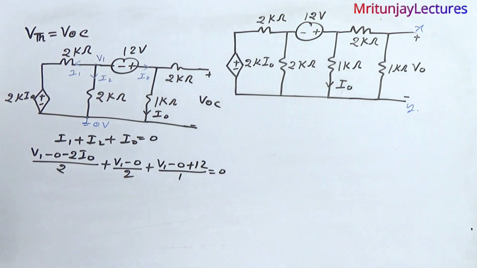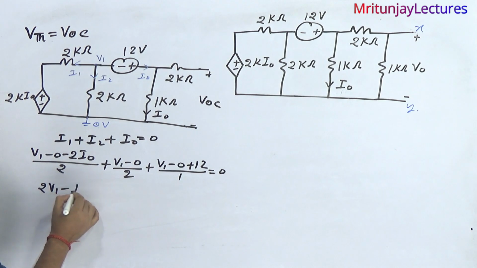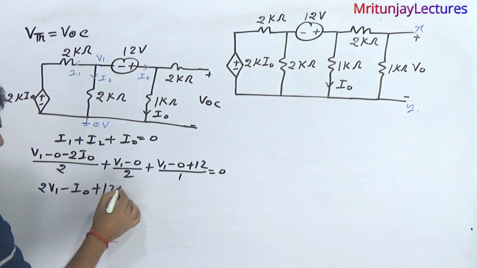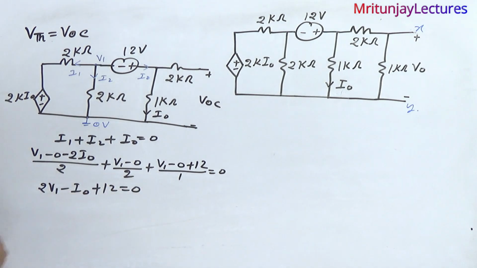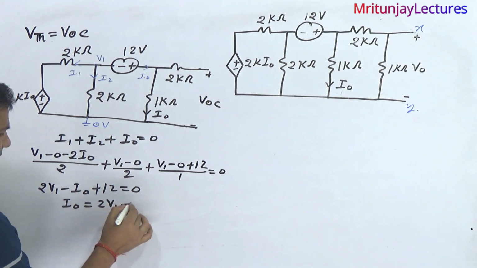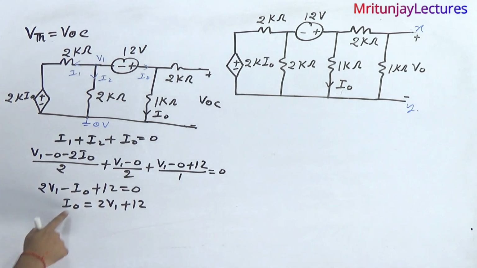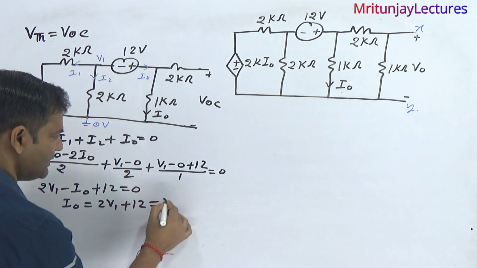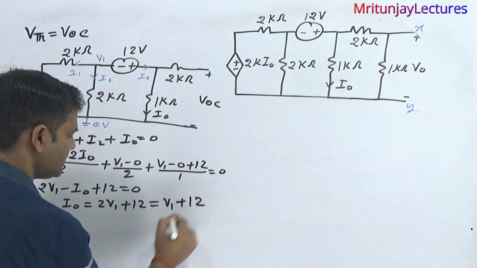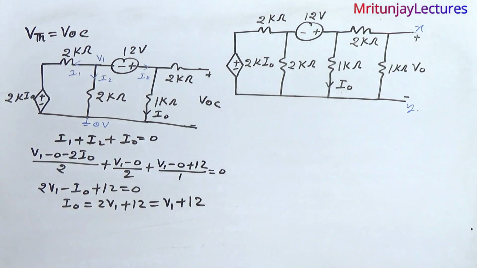Okay. Now after solving this, V1 by 2, and that is 2V1, and this is I naught plus 12, this is equal to 0. So I naught is written as 2V1 plus 12, and this I naught is also written as V1 plus 12. Okay, clear?